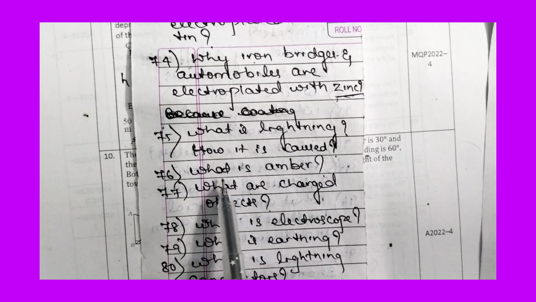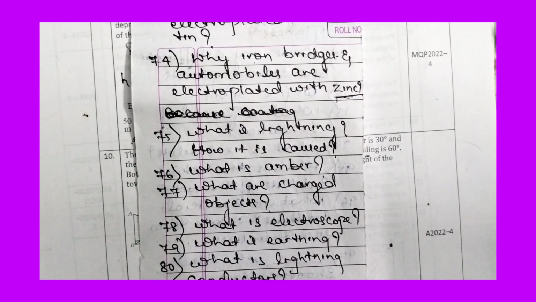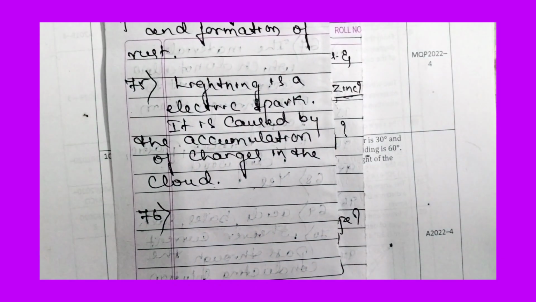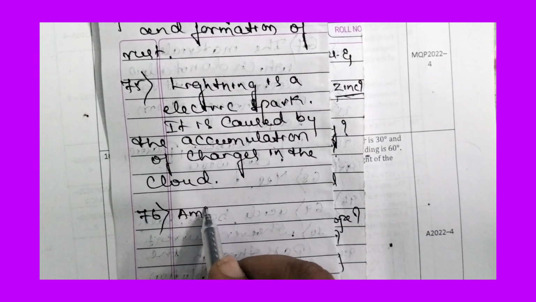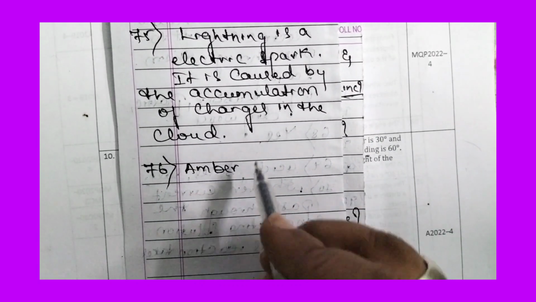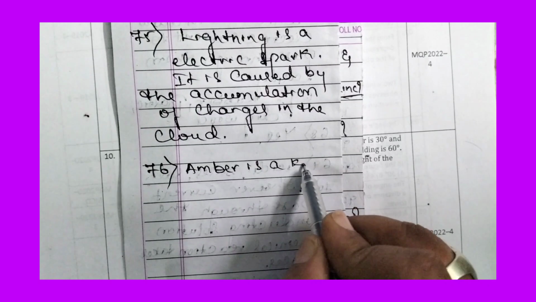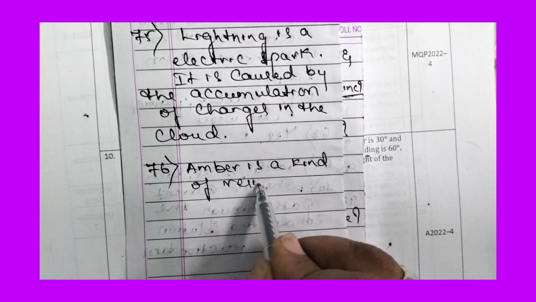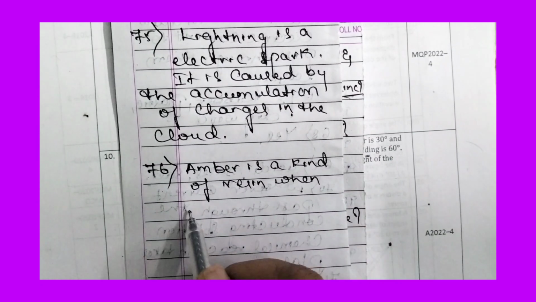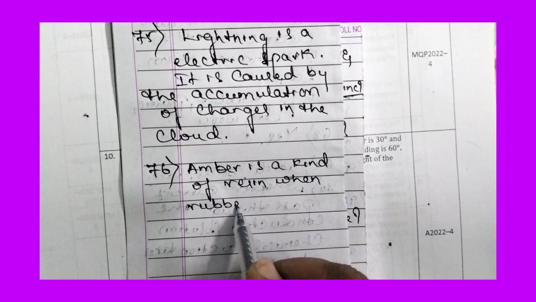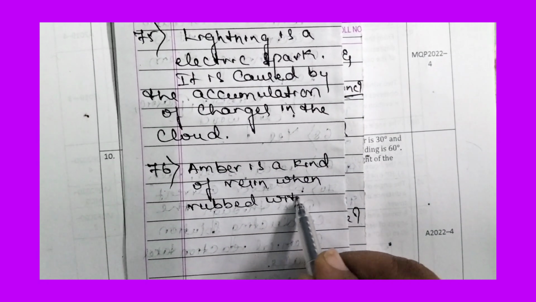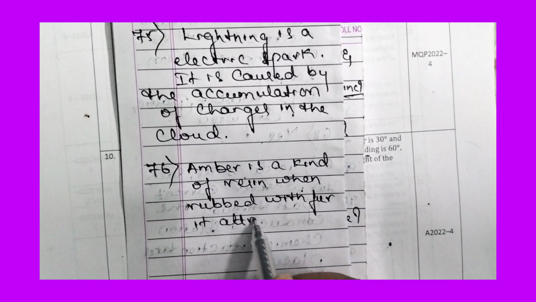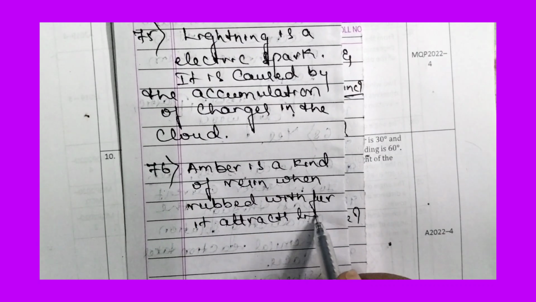Now let us move to the 76th question. The 76th question is, what is amber? So let us answer the 76th question. Amber is a kind of resin. When rubbed with fur, it attracts light objects.